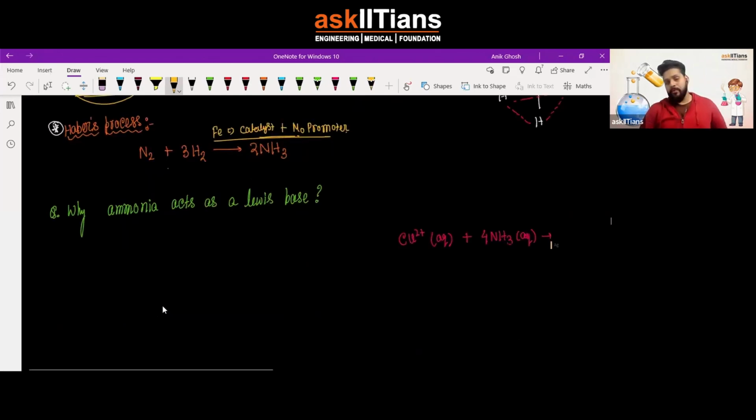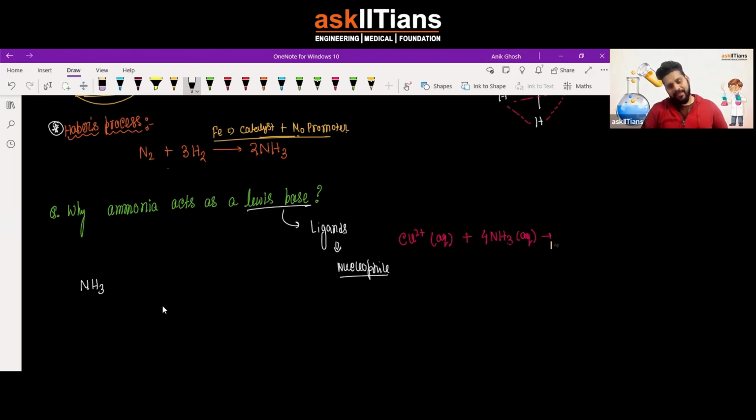Now, why does ammonia act like a Lewis base? All right, guys, you know that Lewis bases, another way we call them ligands, or we can also call them nucleophiles. So you know for a fact that as ammonia has a lone pair, it acts like a neutral nucleophile.